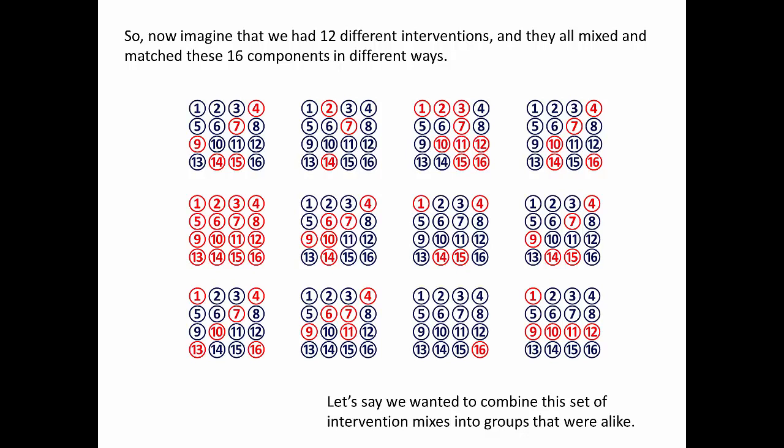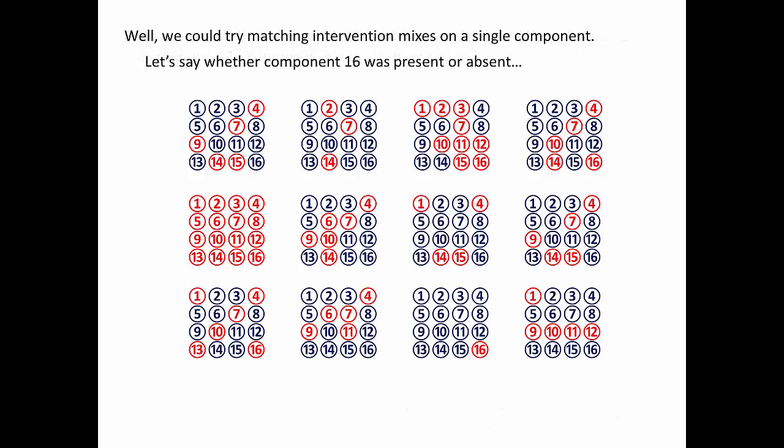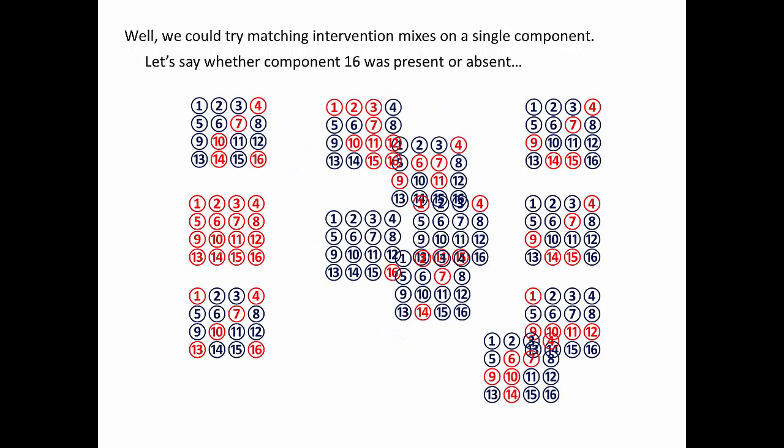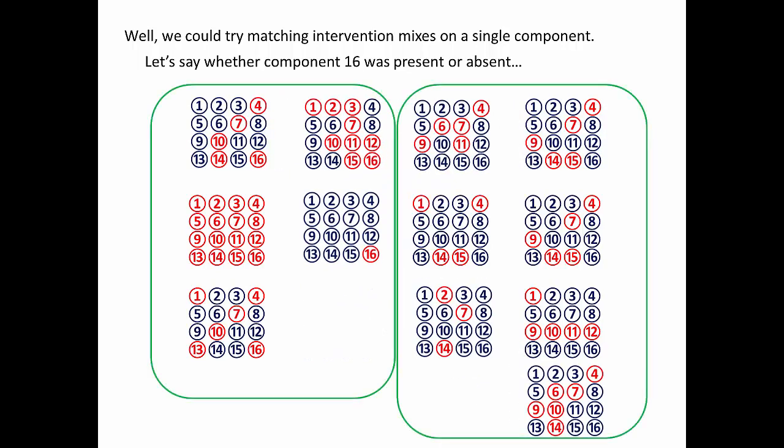Remember, you can see that there's a lot of heterogeneity. How could we manage that? Well, we could sort them into groups. We could try, say, matching intervention mixes on a single component. Let's say whether component 16 was present or not. So we shift this one over to this side, we do some mixing and matching, and sure enough, we've got two general types of intervention mixes, right?